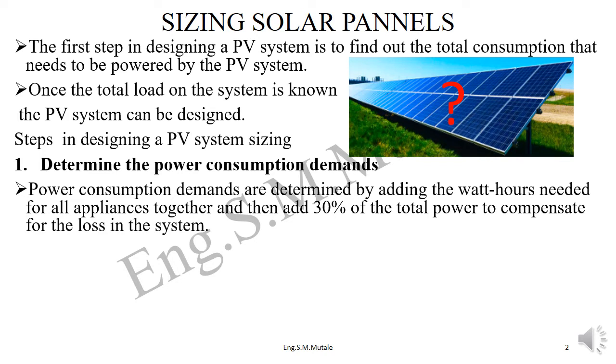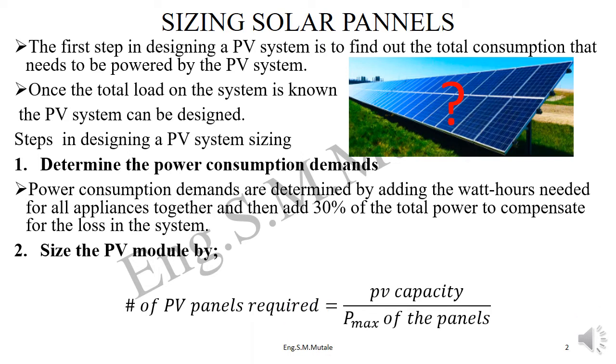Once we have that, you also put a tolerance of 30% of that same watt hours. So you carry out a watt hour configuration. I'll show you how to do that, and then just add 30% of that to the whole system just to compensate for the losses. And then sizing of the PV is given by this formula. So we'll be sizing our panels by this.